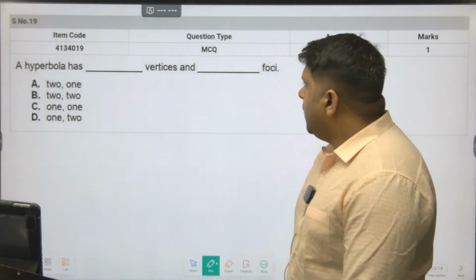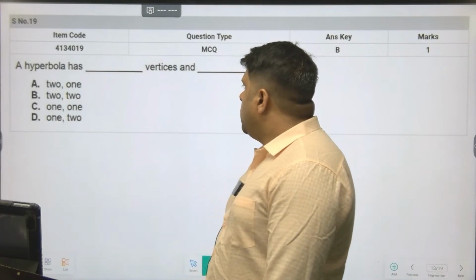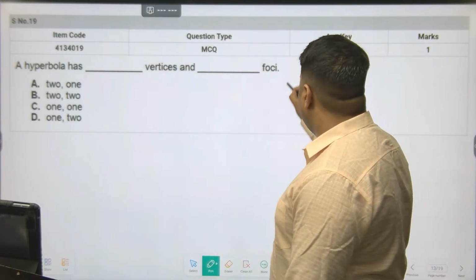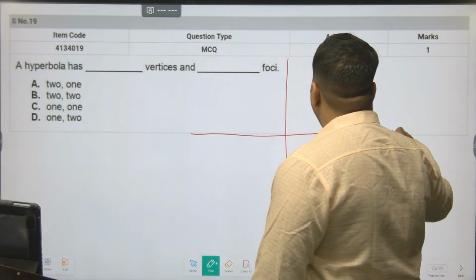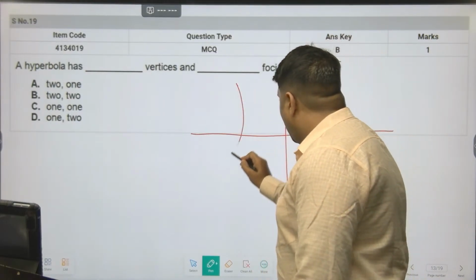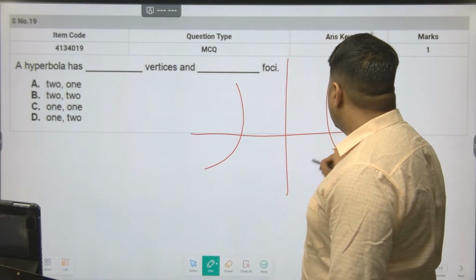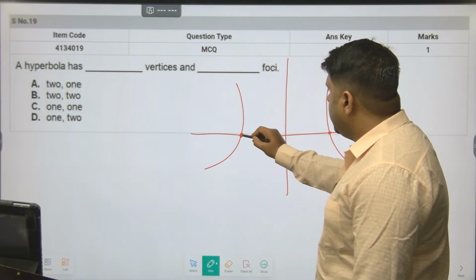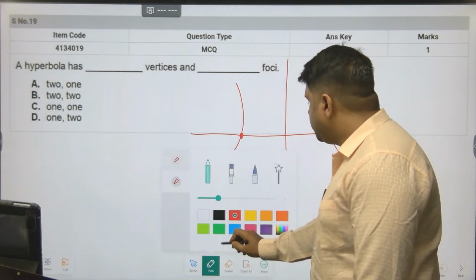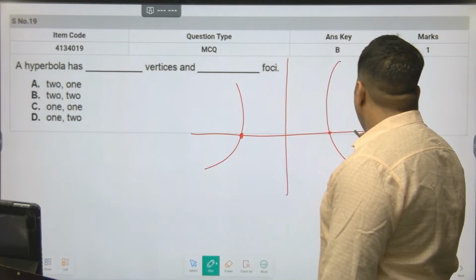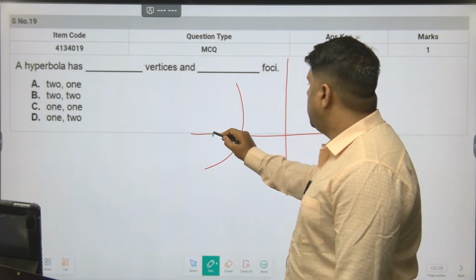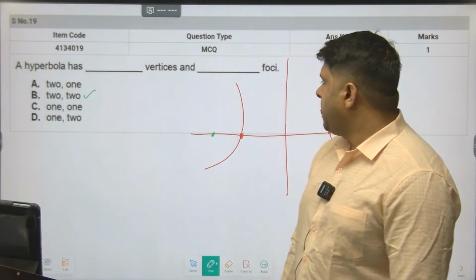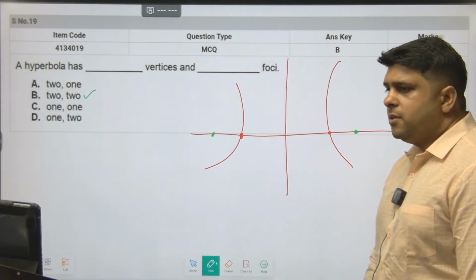Next question. A hyperbola has dash vertices and dash foci. So first of all, if you see, this is my hyperbola. It is having two vertices. See here, these are the vertices, and it will be having one focus here and one focus here. So the answer is two vertices and two foci. Simple question.